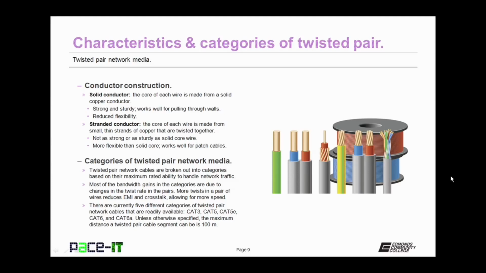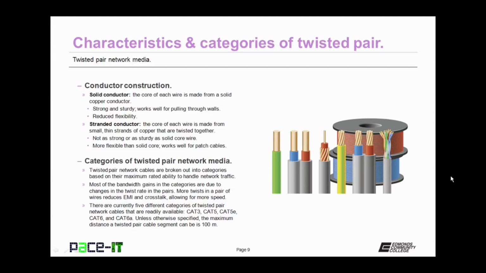The other type of construction is stranded conductor. The core of each wire is made from small, thin strands of copper that are twisted together. They're not as strong or as sturdy as solid core wire, but they're much more flexible than solid core, and they work really well for patch cables.